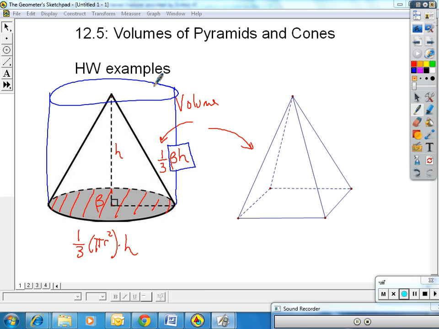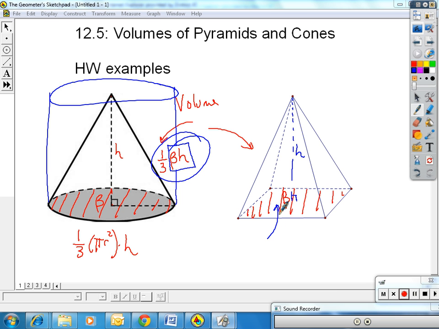That is also true with the pyramid here. So here my base, in this case, is a quadrilateral. And again, the height is this drop down distance perpendicular to the base. That's my height. And again, just like with the cone, it's 1/3 the base times the height. The area of the base times the height.